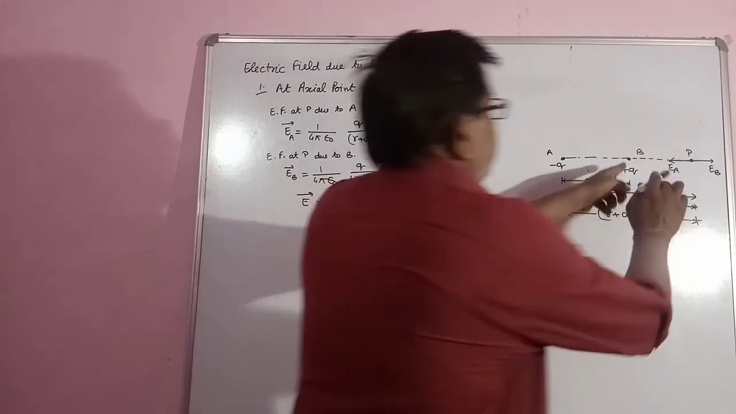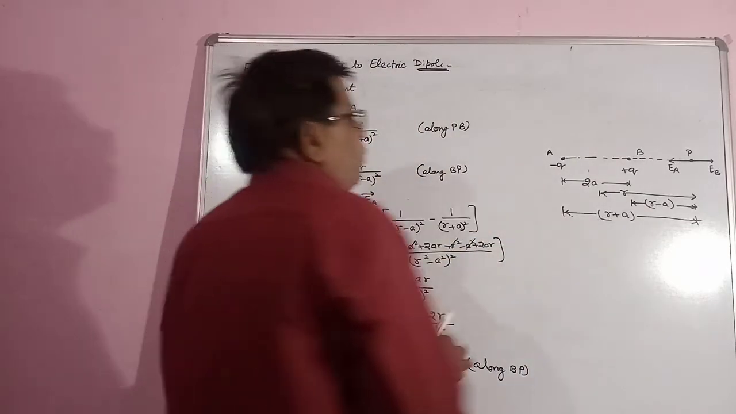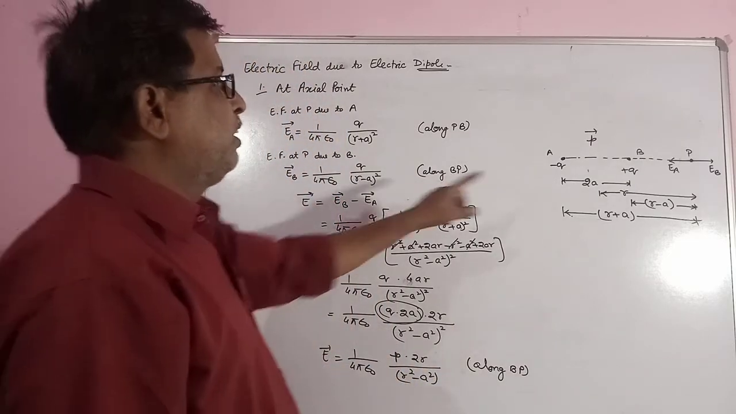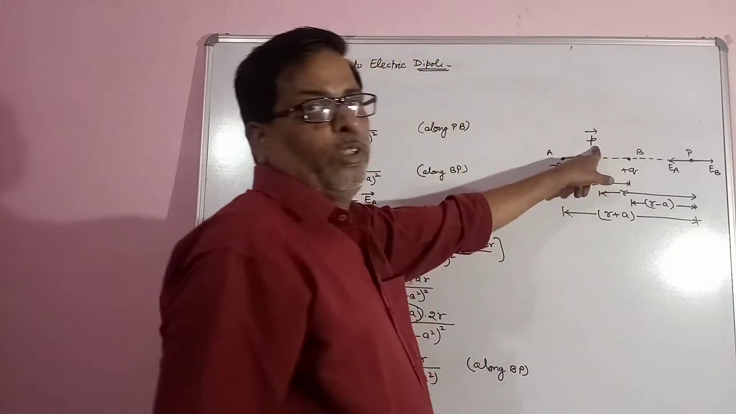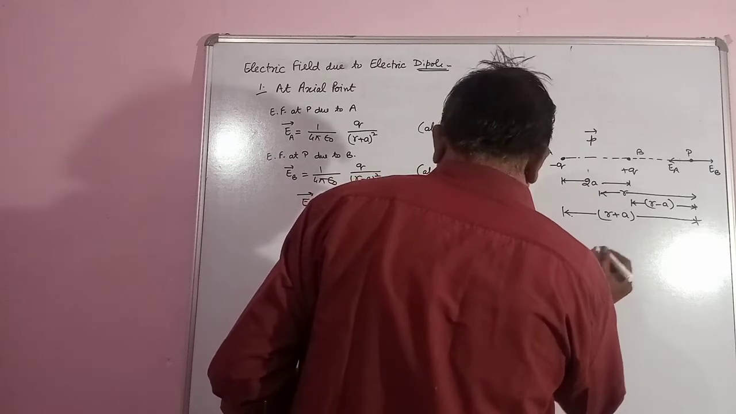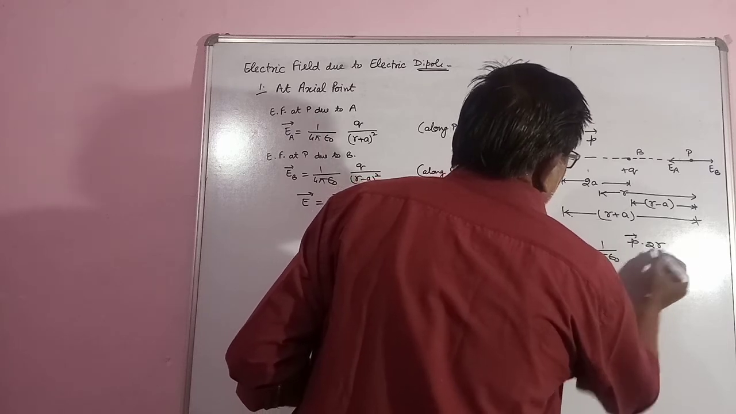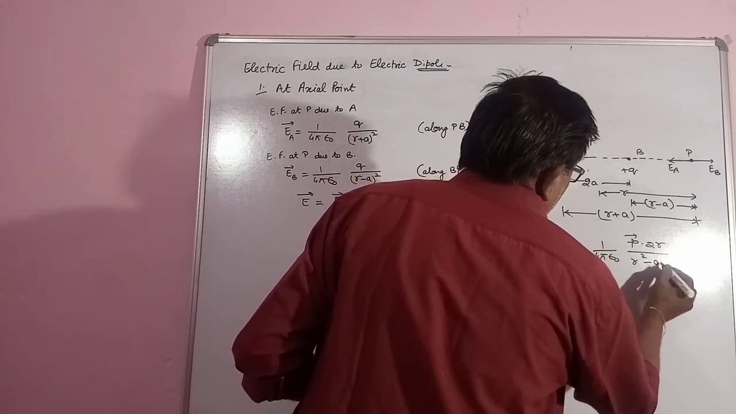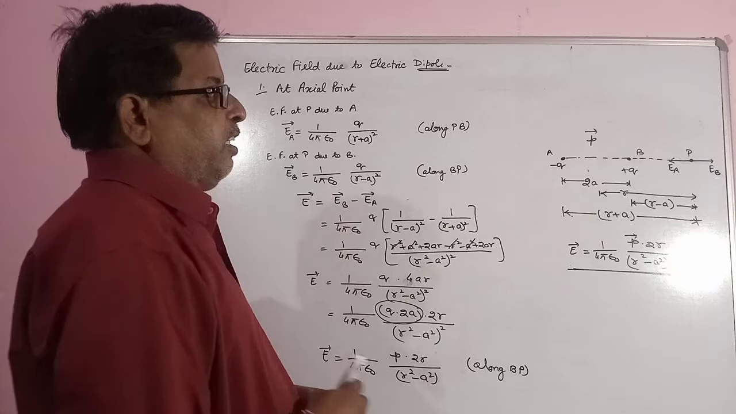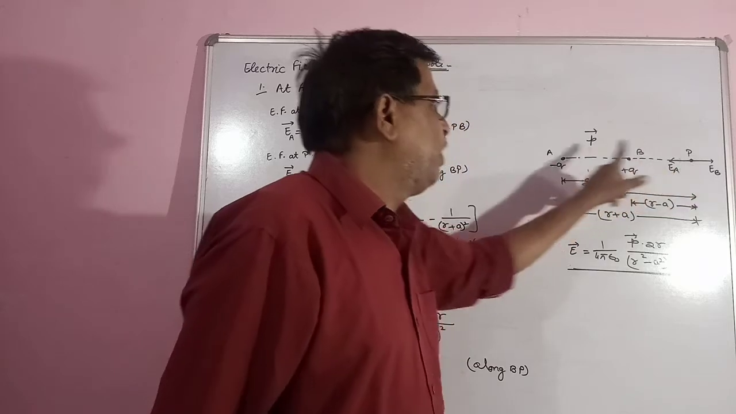Now come to this point. What about BP? BP is this direction, and the same direction as vector P, meaning BP is the direction of dipole moment. So we can write E equals 1 over 4 pi epsilon naught, vector P upon R square minus A square, whole squared. This is the final expression of electric field at axial point due to this dipole.